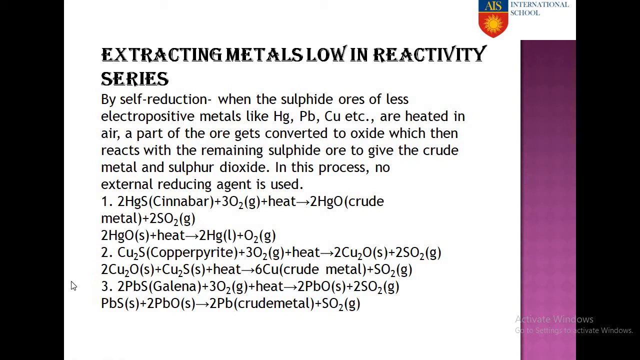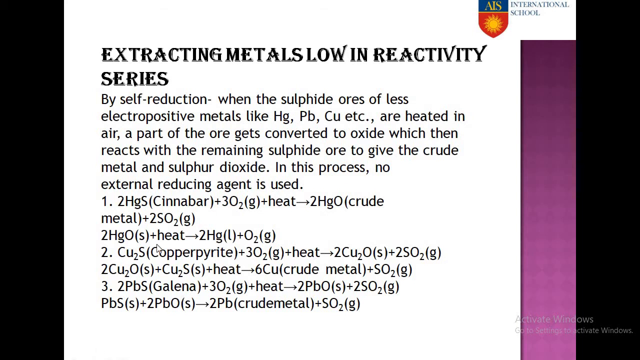Let us take an example. Cinnabar, mercuric sulfide, when heated in the presence of oxygen, gives us HgO and SO2. Now this HgO, when heated, gives us Hg plus O. This is the process of self-reduction. First, when the sulfide ore reacts with oxygen, it gives us oxide and sulfur dioxide. Now, when this is heated, it gives us the metal.